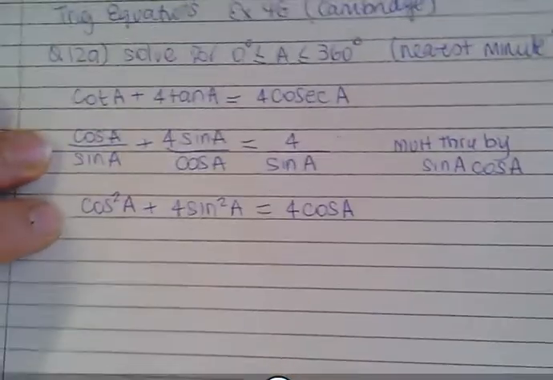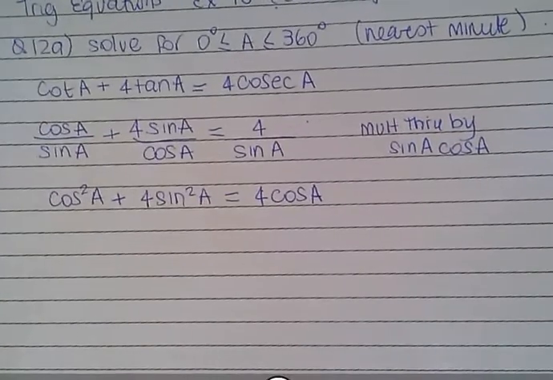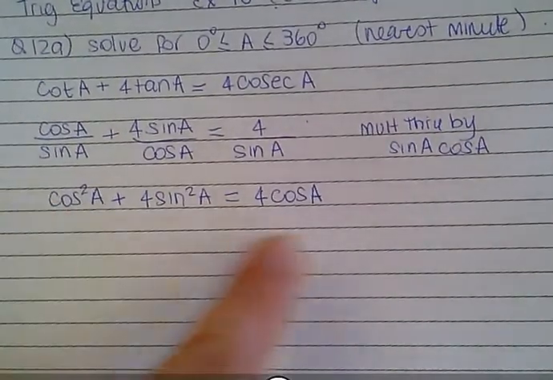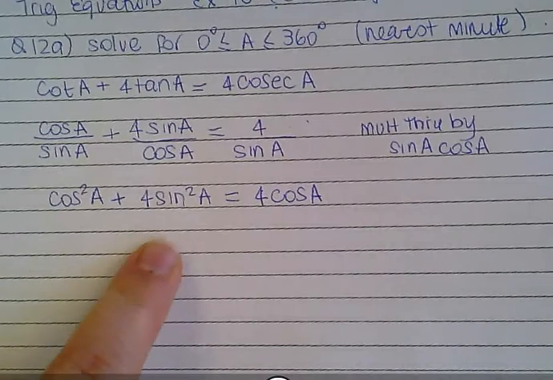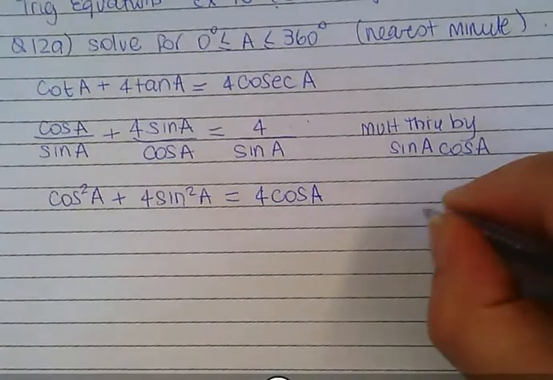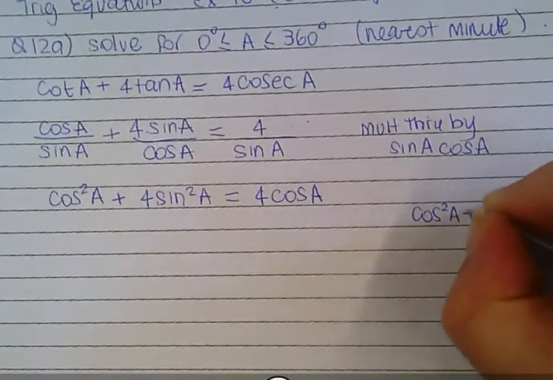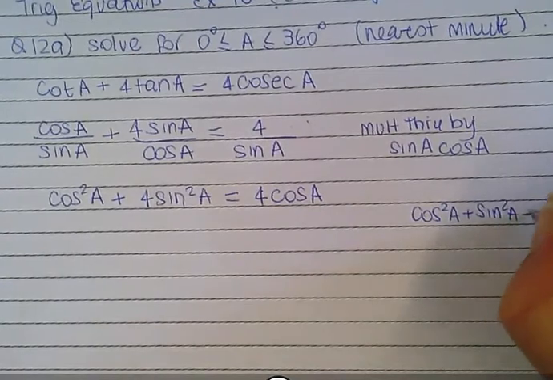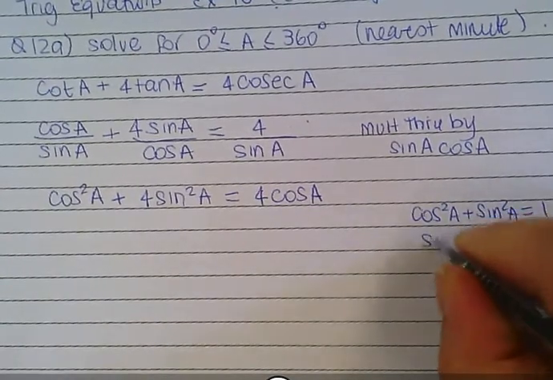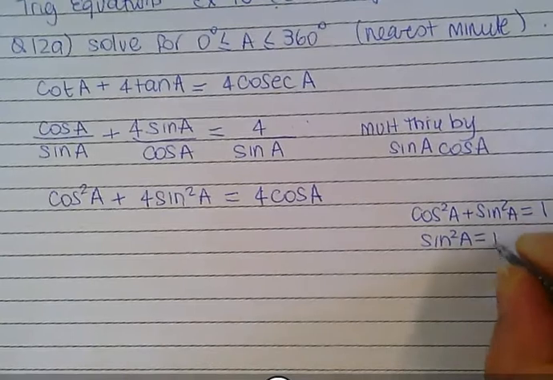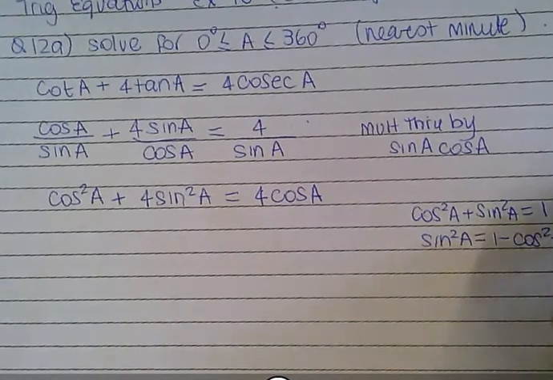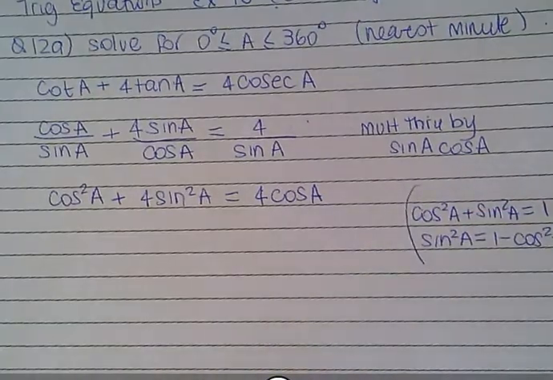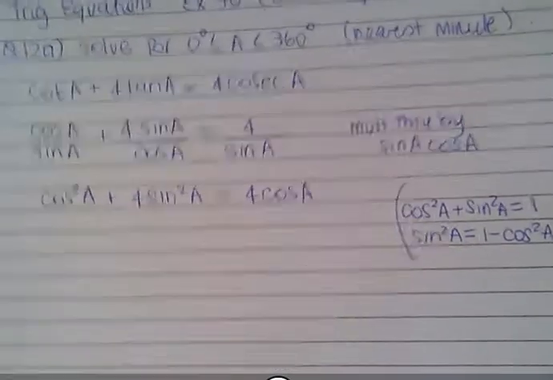All right, it's starting to look like something. I've got cos squared A and cos A. Geez, it'd be nice if this was cos. Cos squared A plus sine squared A equals 1. So sine squared A equals 1 minus cos squared A. Whenever you see sine squared A or cos squared A, it's 1 minus the other one. All right, so that's what we're going to do.